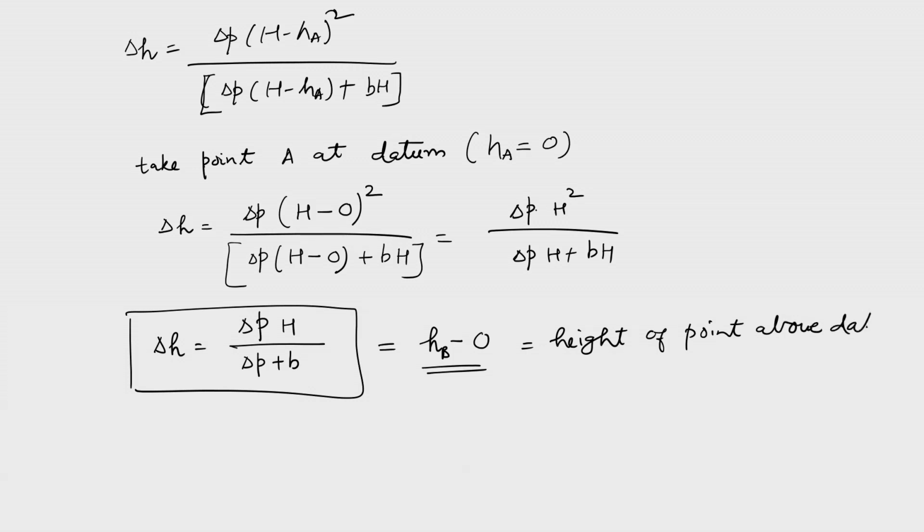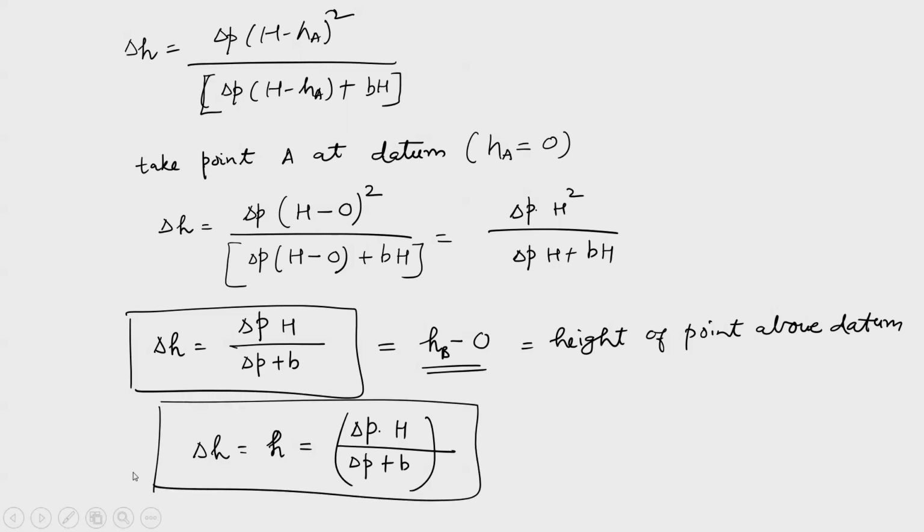above datum. So I can write any term like that, the height of any point, let us say I call it any point h, equals delta P into H divided by delta P plus B. I hope you agree with this term. So what we are getting here is a basic, very simple formula that we have finally devised.